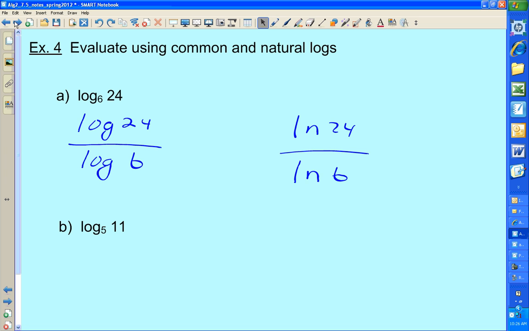The base is 6, so 6 to the 1, that would be our power, right? 6 to the 1 is 6. 6 to the second power, 36. And we're doing the log of 24. So what power do we raise 6 to get 24? Got to be between 1 and 2. What's it going to be?